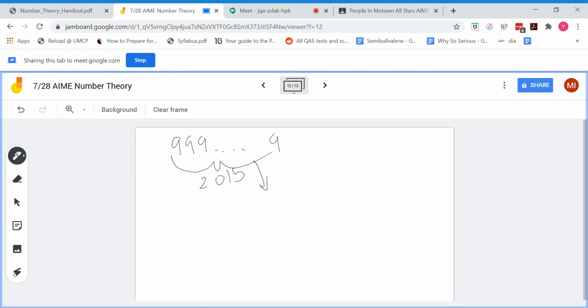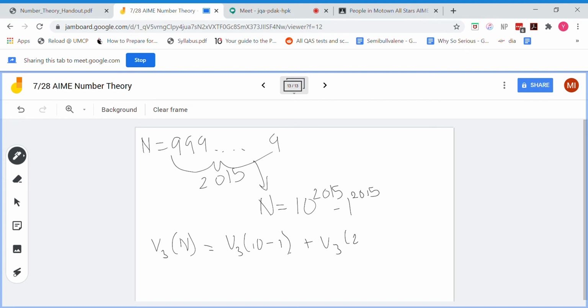exponent. Because this number, let's call this n, this is equal to 10 to the power of 2015 minus 1, and that's the same as to the power of 2015. And we want to find v3 of n, and so this would be v3 of 10 minus 1 plus v3 of 2015. And this is obviously just 0, and this is 2. So our answer is 2. So it makes it really simple.